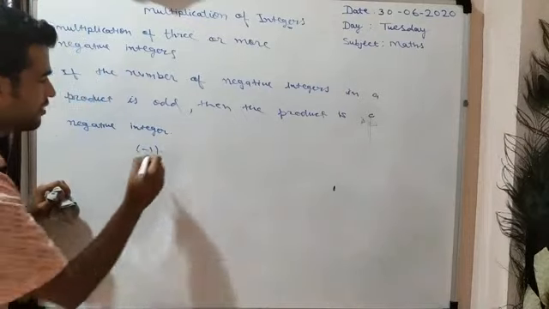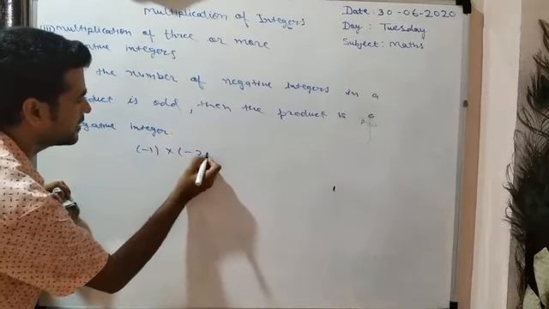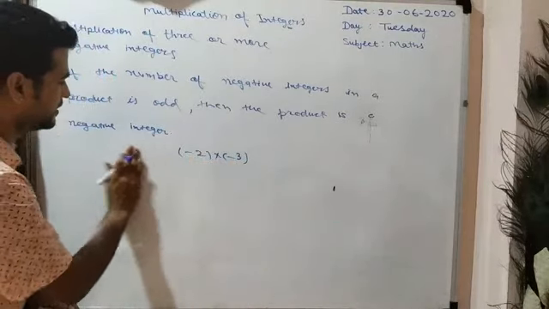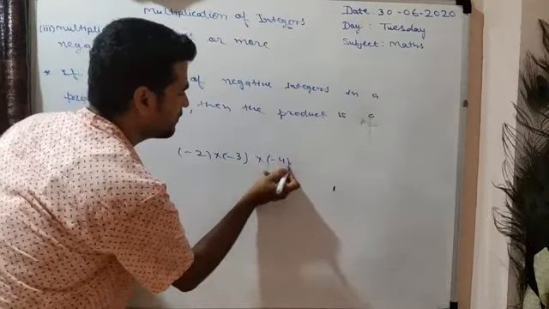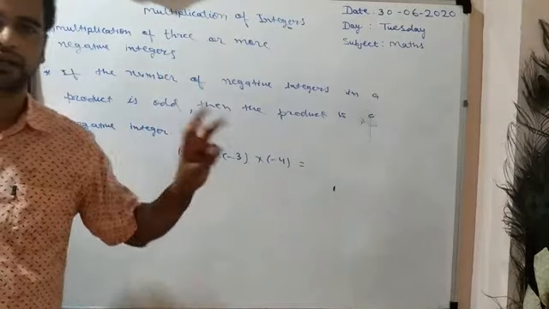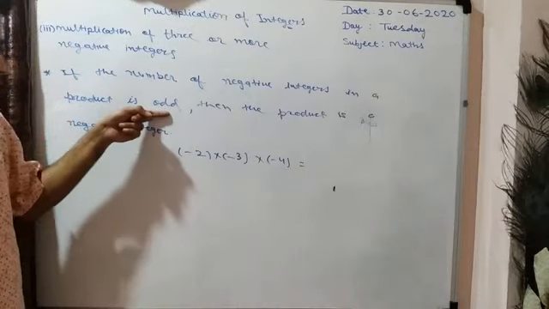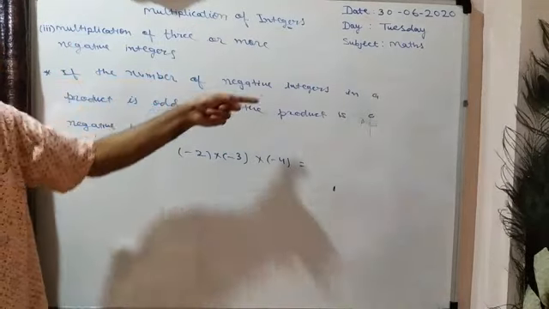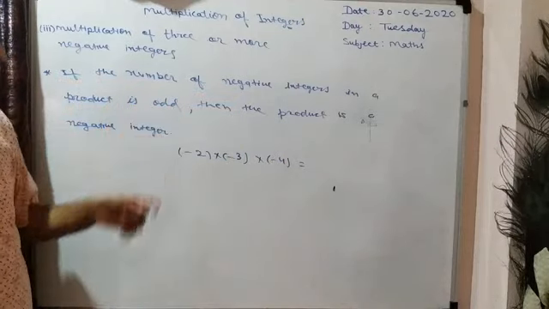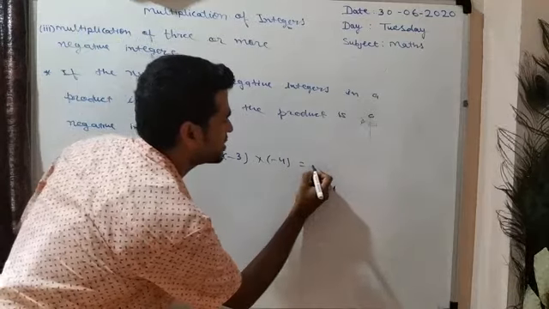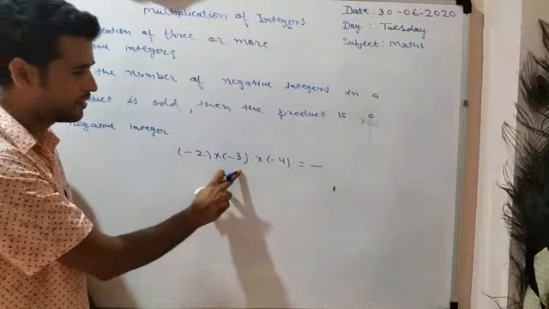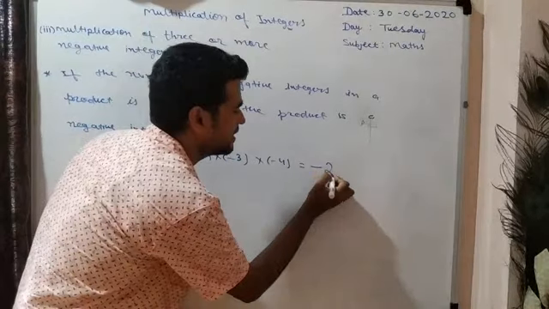This question we have also solved: -2 into -3 into -4. How many negative integers do we have? 1, 2 and 3, and 3 is an odd number. So if we have an odd number of negative integers, then the product is a negative integer. So the answer should be minus. Same, 4 3s are 12, 12 2s are 24. So minus 24.